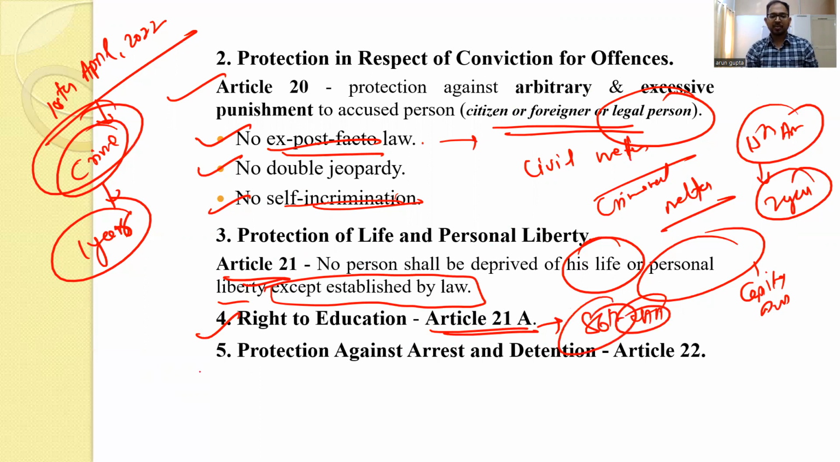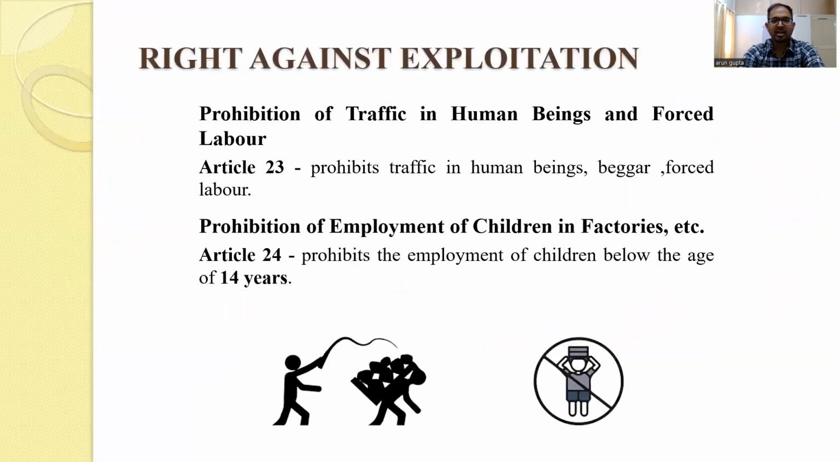Okay. Then next is protection against arrest and detention under Article 22. So there can be two types of detention, punitive detention and preventive detention under Article 22. So there cannot be any arbitrary arrest or detention. And in any violation of these fundamental rights, a writ petition can be filed under Article 32. We'll be talking about Article 32 today itself.